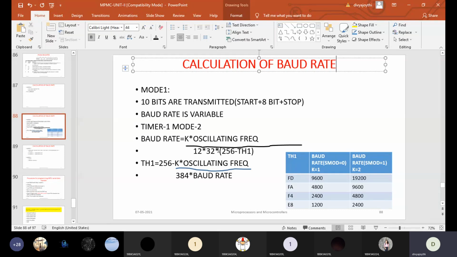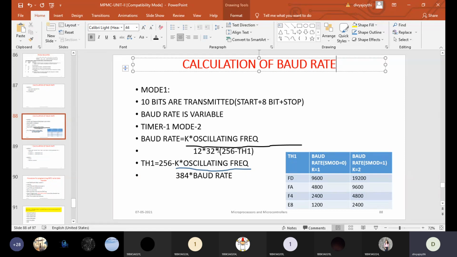I'm repeating it once again. Bit 7 of the PCON register is nothing but the baud rate modulator. That bit is nothing but the serial port baud rate modulator. If that particular bit is 0, then the K value is going to be 1, and if SMOD is equal to 1, then the K value is going to be 2. So K can be selected in that way.